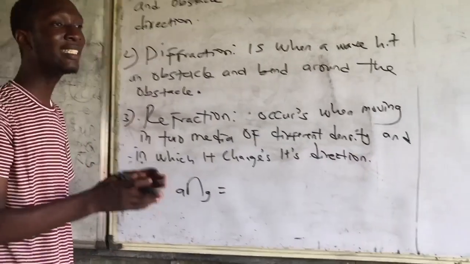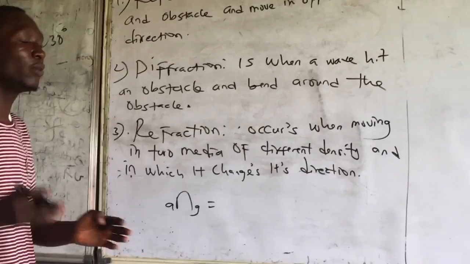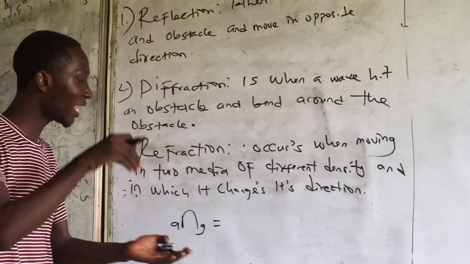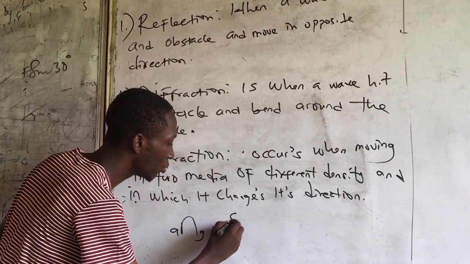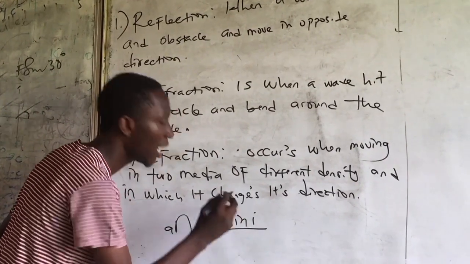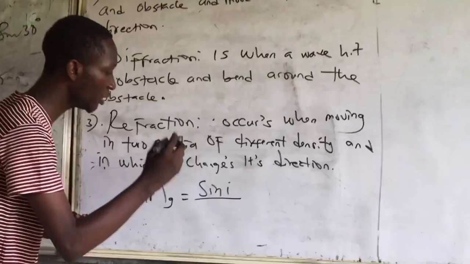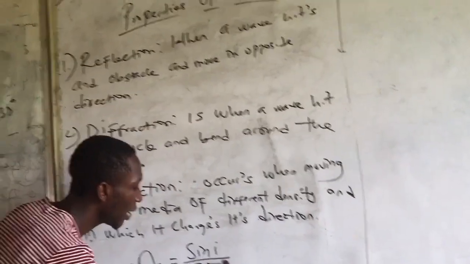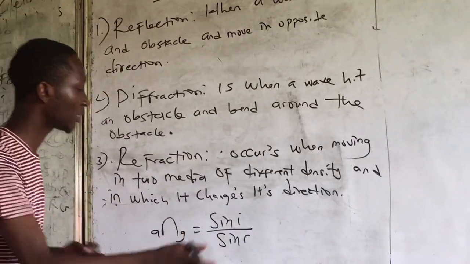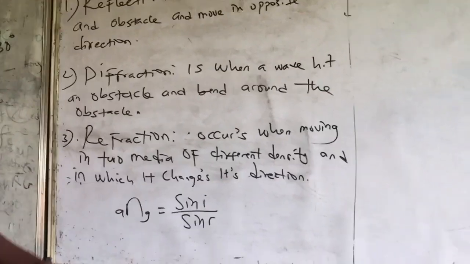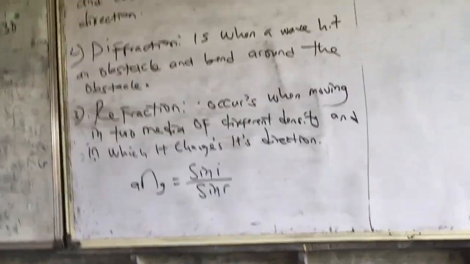So now the incident angle is the angle where the wave inclines on the glass, what we call the incidence angle. So the formula is sin i over, and where the wave passes through at the back is called the refracted angle, sin r, and that wave will change direction when it passes through the back of the glass. So this is the formula: sin i over sin r.